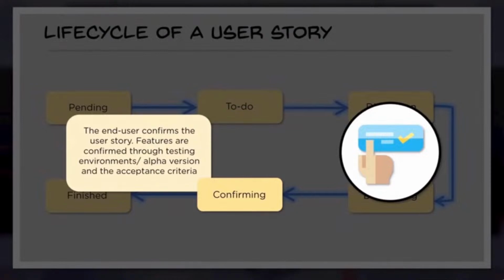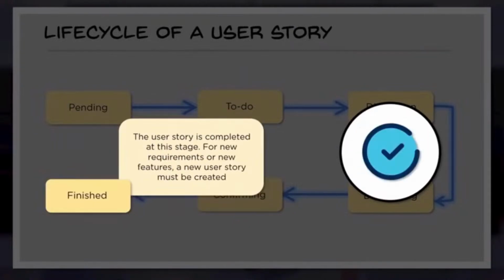So that is very important. So we write a user story, fine, but users are not agreeing to it. That is not a good scenario to be with. User should accept and confirm, then finished. So the user story is completed at this stage.